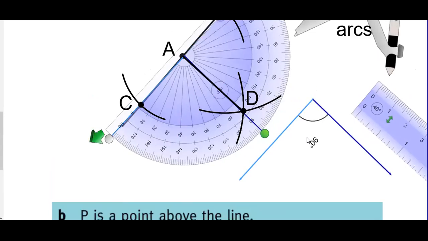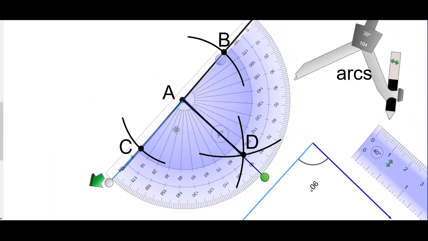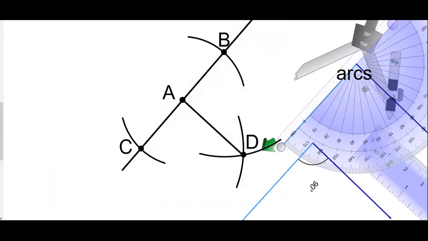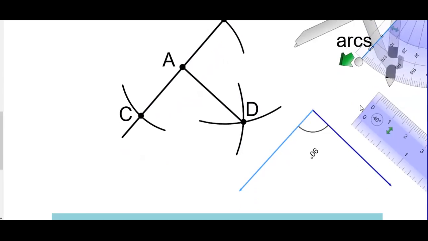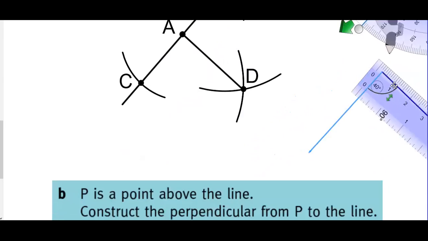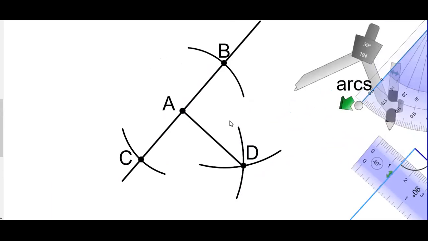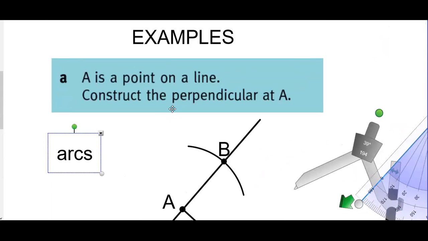Your construction is correct. And then just go ahead removing your protractor like that. Please do not delete the arcs. Don't remove the arcs. These ones here are the ones which we call the arcs. Don't remove them. Okay? I hope that is clear. Let me move to the next question.